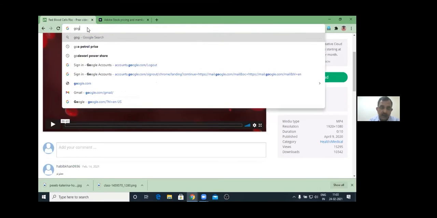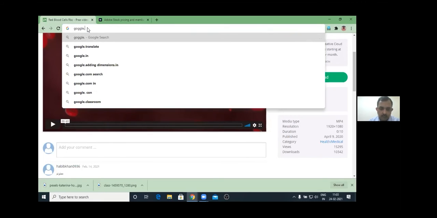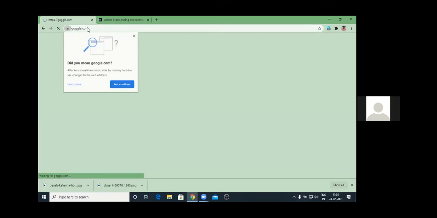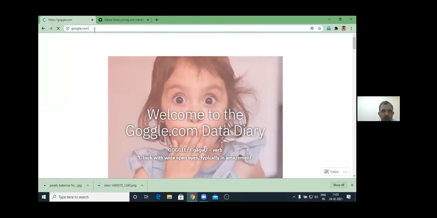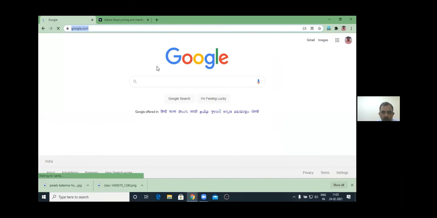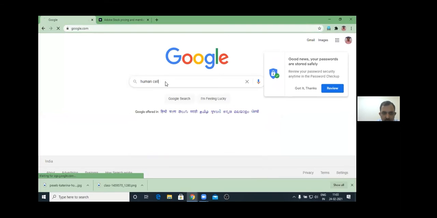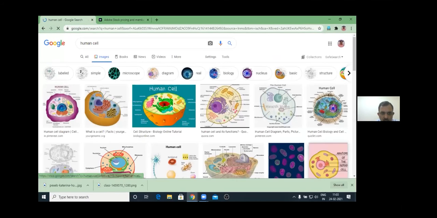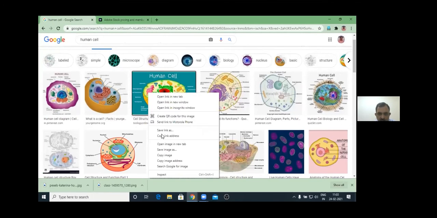But we have a bad habit of using our best friend, Google. Yeah, that's true. We always go to Google, right? So when we go to Google, we simply put in something, for example human cell. We go to images, we find some images we like, okay, this is good. We just right click, save it or copy it and use it.